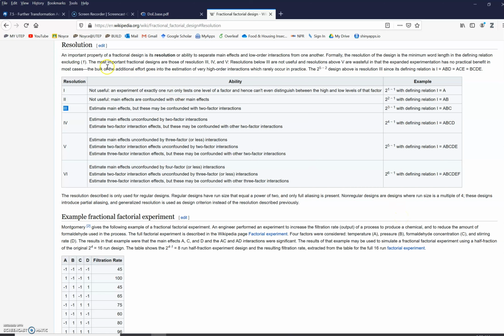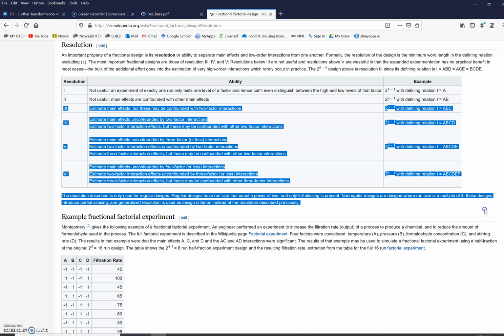In general, you don't want to go with resolution 1 or 2. And the reason is in 1 and 2, you're going to have main effects confounded with other main effects, most likely. And so you're going to have to give up effects in your model that are most likely things you need to know, that you need to understand. So in general, when we work with software, you want to begin with resolution level 3 or go beyond that.